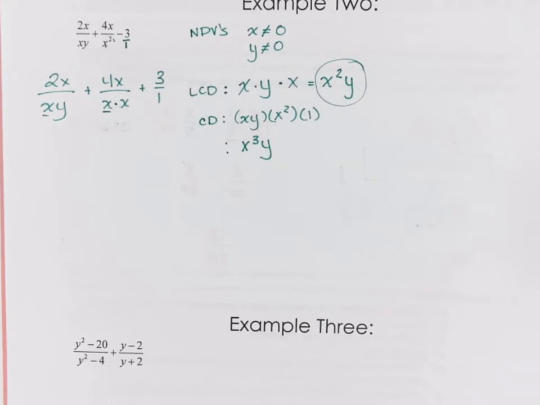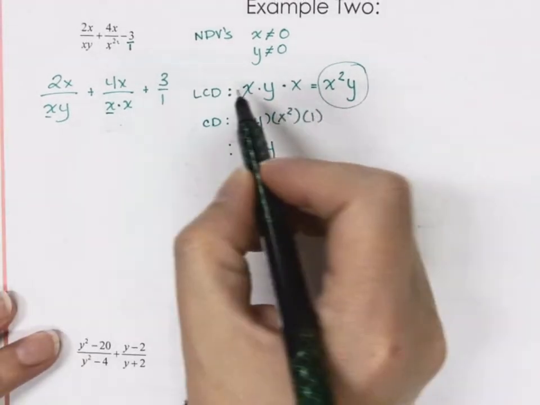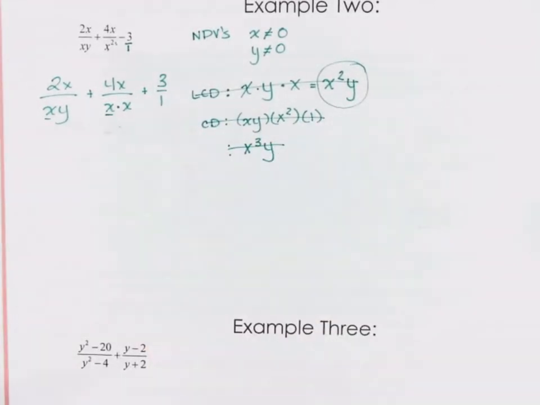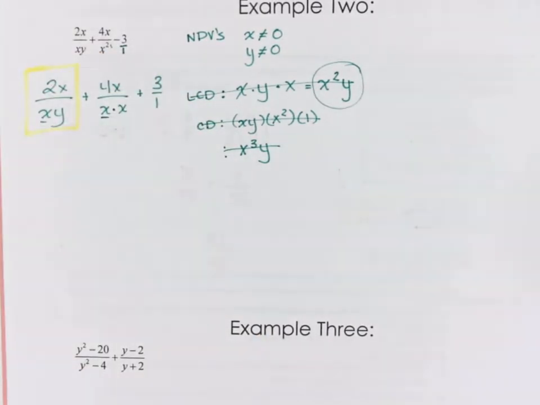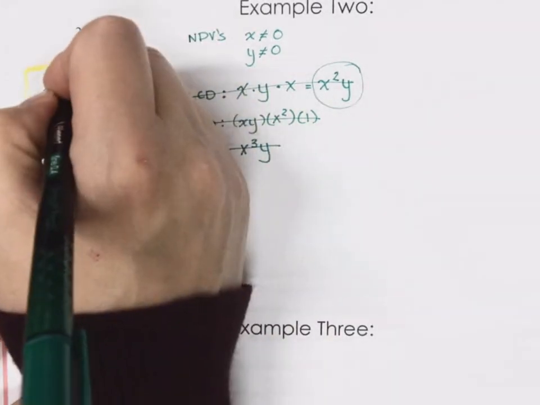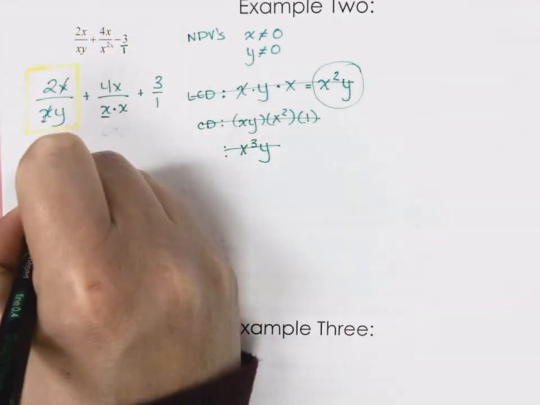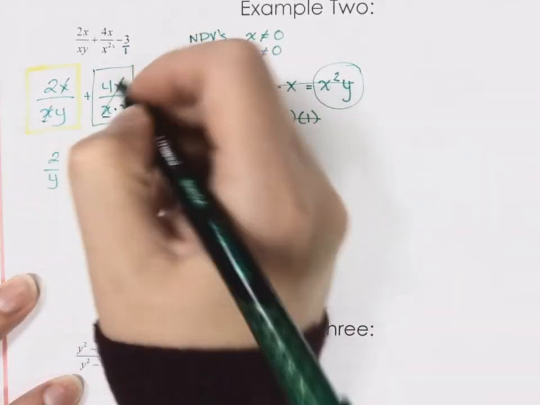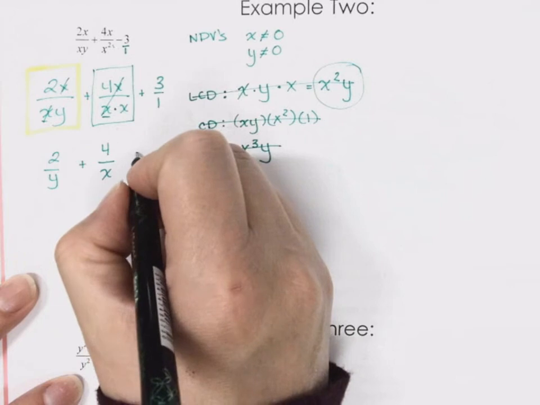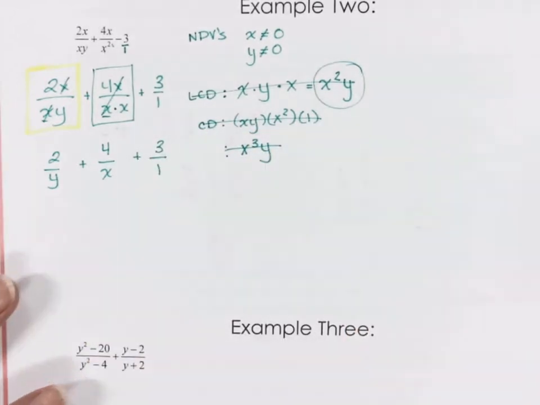All right, so looking at that first term, is there anything I can simplify in this before I calculate my LCD? Let's try that. Can I simplify? I did my LCDs, but I shouldn't have done them yet because this is going to make it simpler. I'm going to simplify within the term. Can I simplify in that term? What can I cancel out? X. So I'm left with 2 over y. And what can I cancel out in this one? X again, so I'm left with 4 over x. And I have 3 over 1.